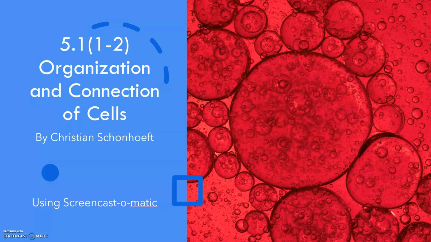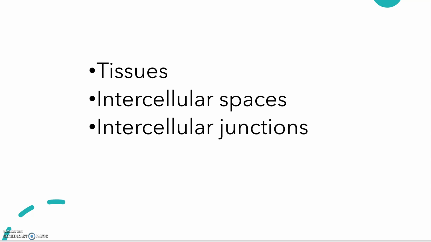Today I will be going over the organization and connection of cells using Screencast-O-Matic. Cells are organized and connected into tissues. As they're an organized group of cells, generally tissues are either connected by extracellular spaces, such as fluid matrix, or intercellular junctions. These junctions are structures that connect the cells by their membranes.